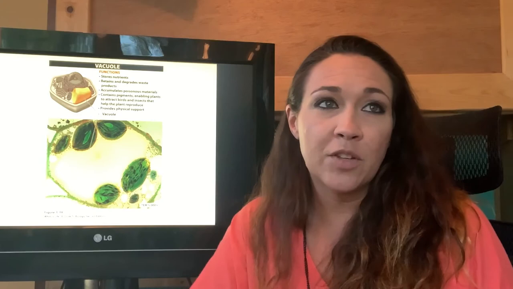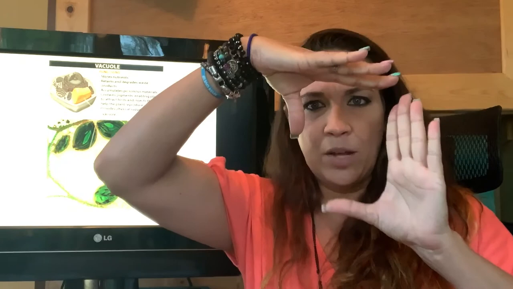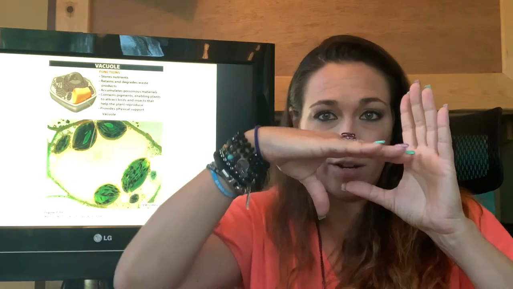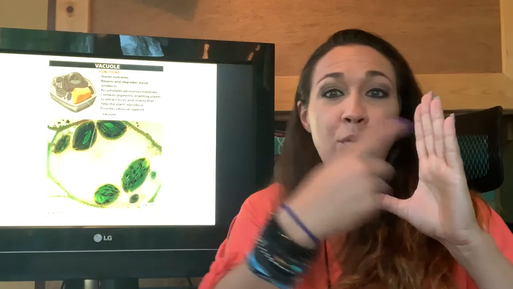Another thing they use it for is support. So remember, we have the rigid cell wall on the outside. Well, what if this whole area is empty? It's going to kind of want to crash in on itself. So this acts kind of like a balloon and blows up the inside area and keeps it nice and structurally rigid a little bit.